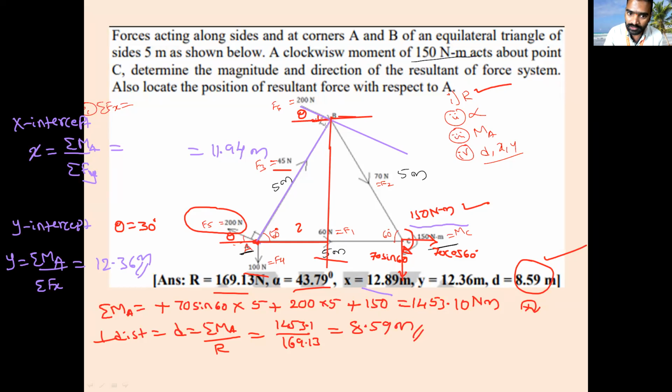Again, you have to take this distance. How much is the vertical distance? So this one you have to calculate again. Okay. So how to calculate this vertical distance? This is 5 meter, already given. This is 2.5 meter. You have to calculate this one. You can calculate like this also.